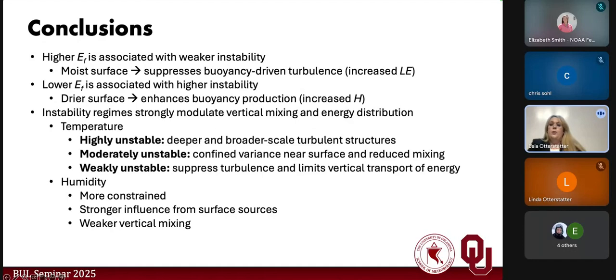Next, looking at moderately unstable cases, those regimes show confined variance near the surface, which indicates reduced mixing and weaker large scale coherence. Looking at weakly unstable, these conditions suppress turbulence, which limits vertical transport and concentrates energy near the surface. And finally, looking at humidity, it is more constrained than temperature. Again, as I said earlier, it's a completely different story than what we see with heat. And it reflects stronger influence from surface sources, as well as weaker vertical mixing that is occurring.